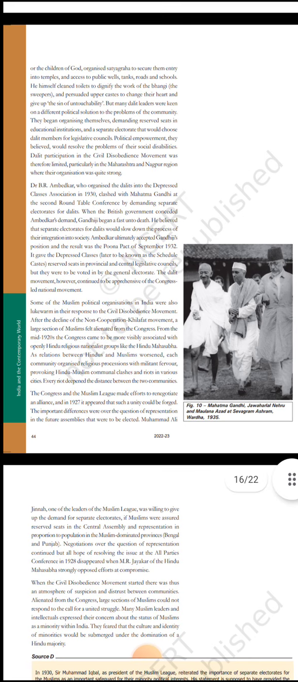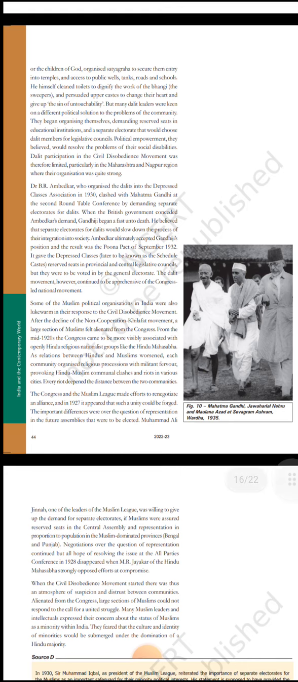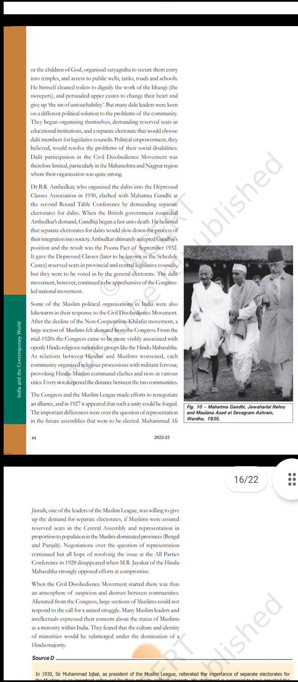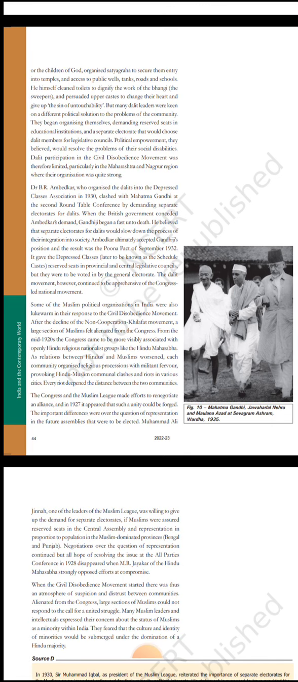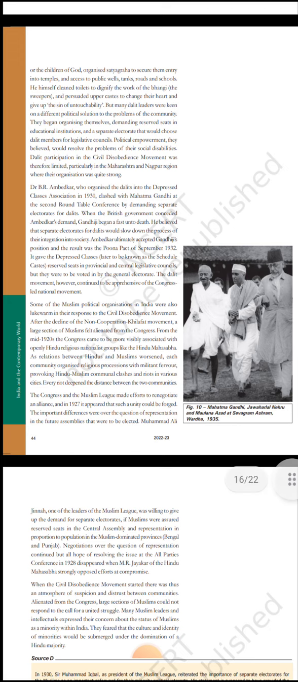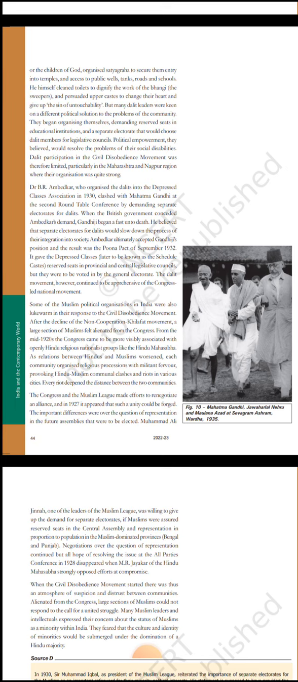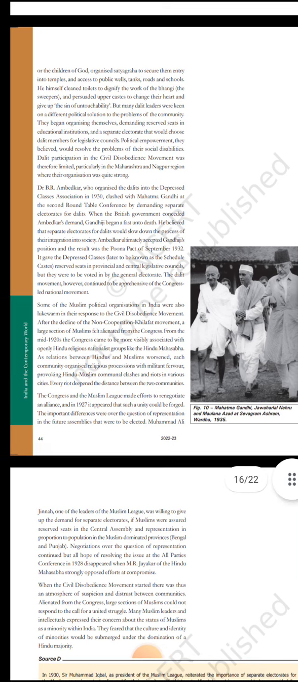So the Congress and the Muslim League made efforts to renegotiate an alliance in 1927. Here the problem arose over how many seats Muslims and Hindus would get. There was also a difference: one of the leaders, Muhammad Ali Jinnah, and the leaders of the Muslim League demanded separate electorates, but this was not agreed because it would create alienation between Hindus and Muslims and also separate the people. That's why they were not going to agree.